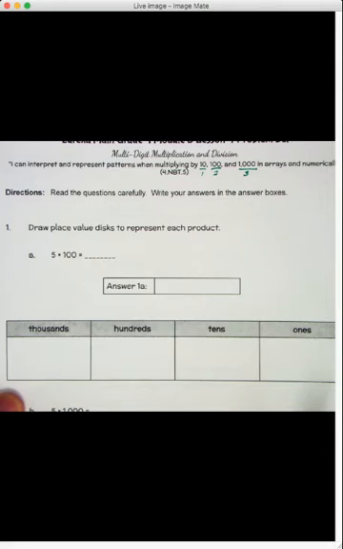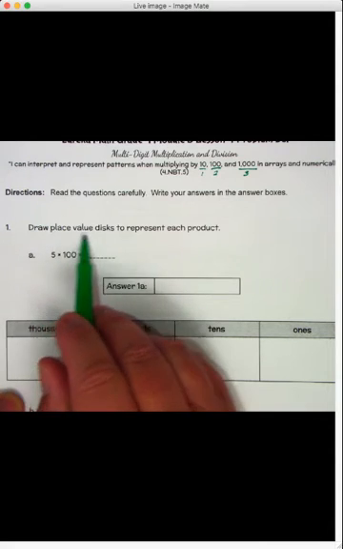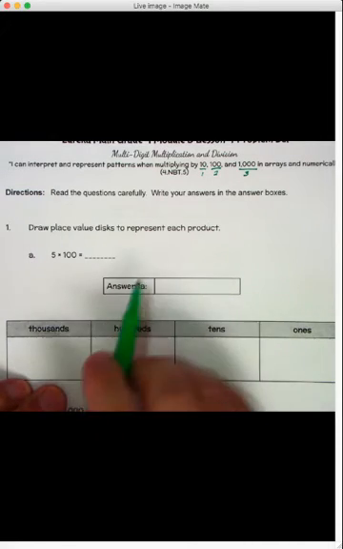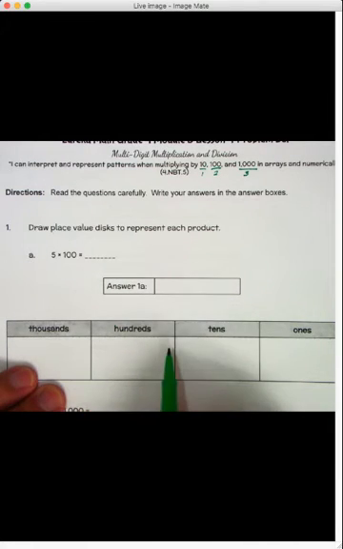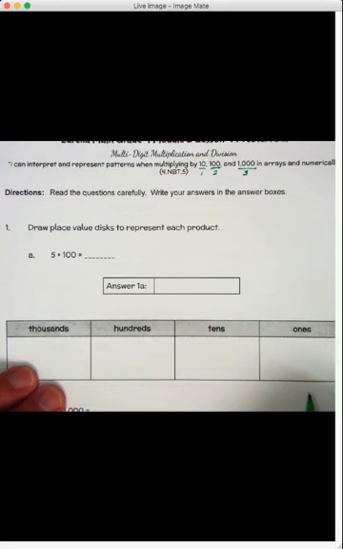So the problems I'm working on right now are going to look a lot like your homework that you're going to be doing today. Now, our first problem here is 5 times 100. Draw place value discs to represent each product. So we're going to draw them on here. You won't have to on your homework. But you could do it like he showed in the first video: draw 5 ones and then multiply by 10 and 10 more to get to hundreds. But I think there's a simpler way to do it.